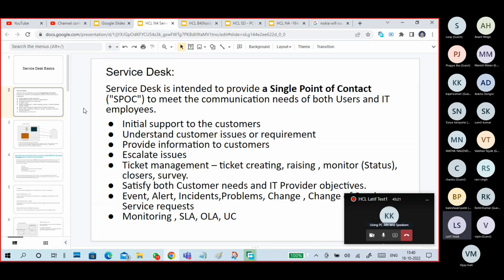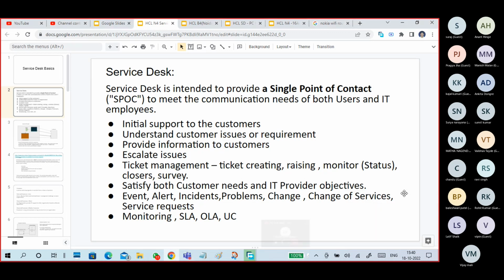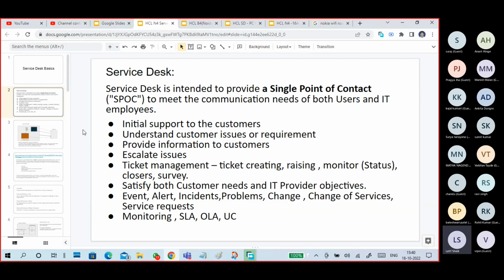So there are certain terminologies to manage in the service desk, like event, alert, incident, problem, change of services, service request, and monitoring. Certain terminologies like SLA, OLA, UC are also important in service desk. Very simple, guys. What is a service desk?